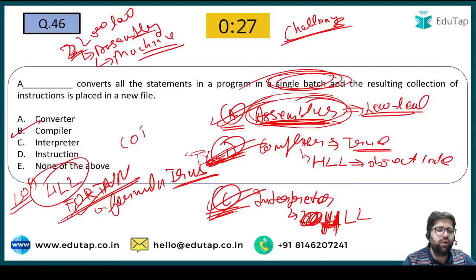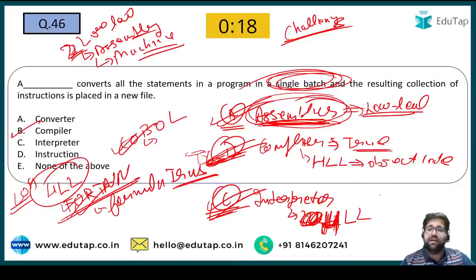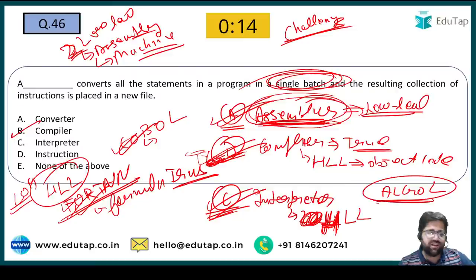Then you also have COBOL. COBOL stands for Common Business Oriented Language. So remember these certain very important short forms. There is also ALGOL, if I'm not wrong. ALGOL is your Algorithmic Language.